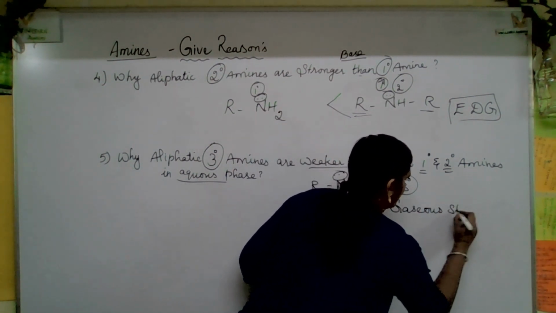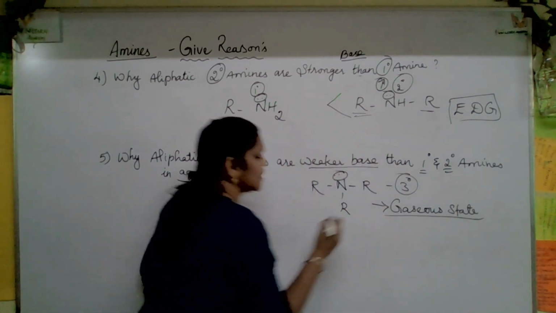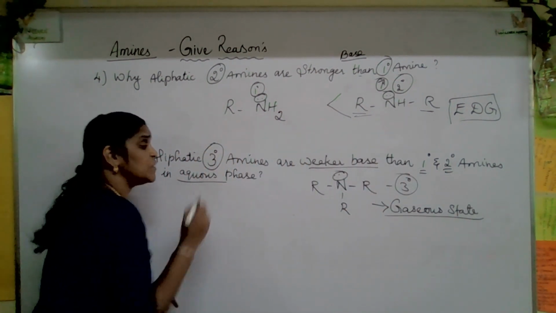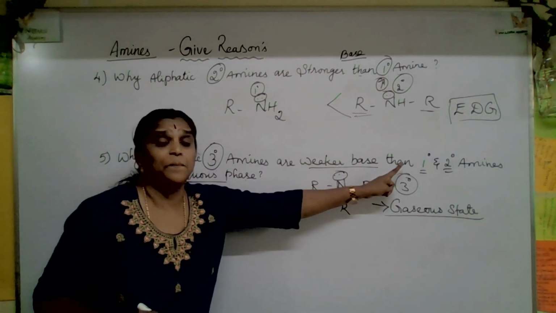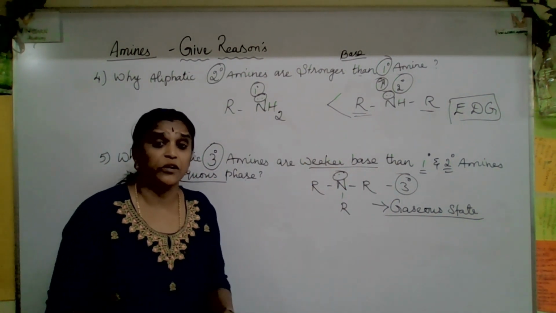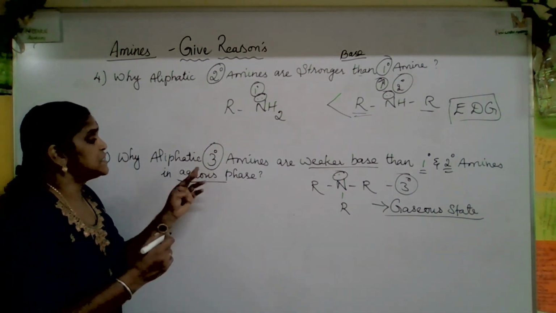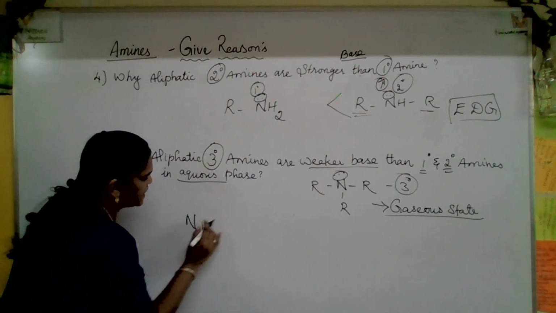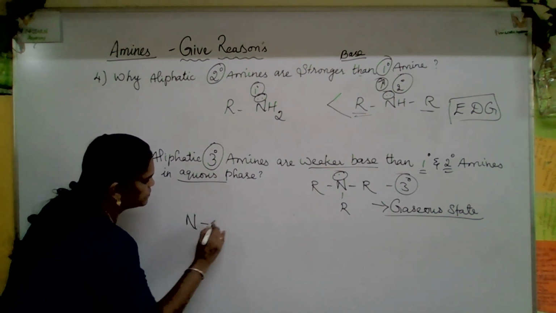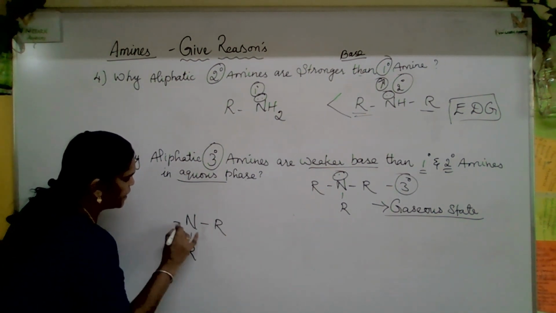Gaseous state. Okay, now what is the question they are asking? In aqueous phase, aliphatic tertiary amines are weaker bases than primary and secondary. Now we are coming to that point of weaker base in aqueous state. So the same way, nitrogen, which is connected with what? Alkyl groups, the number of alkyl groups is 3.